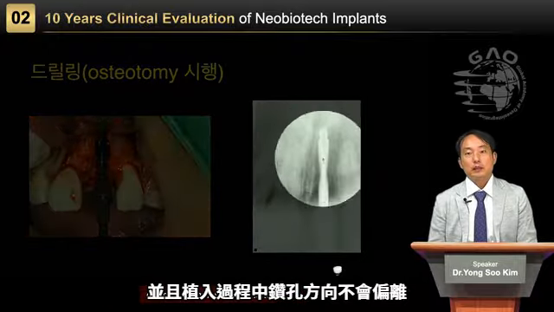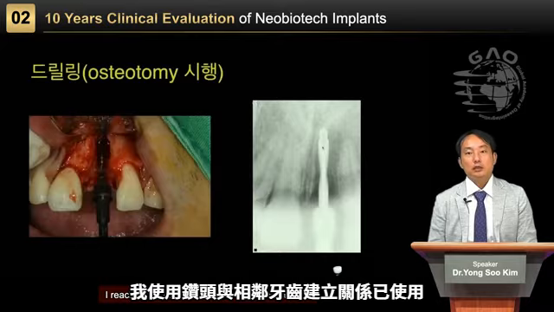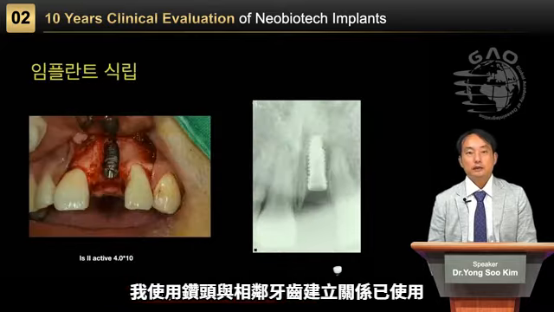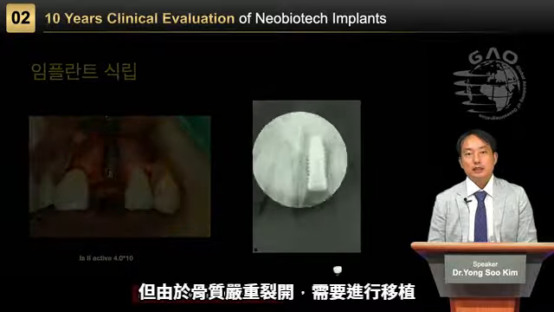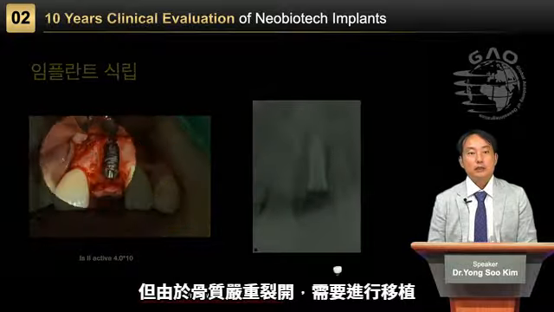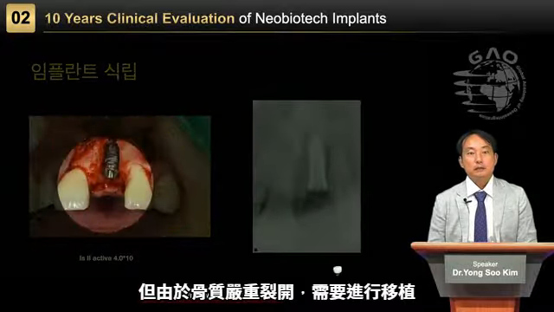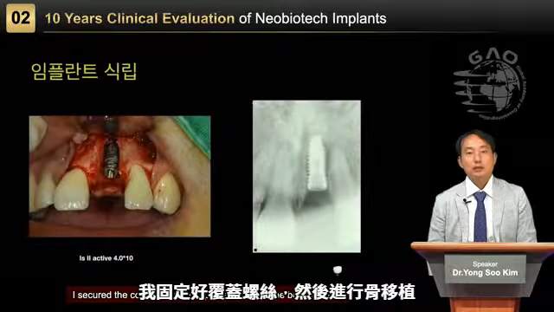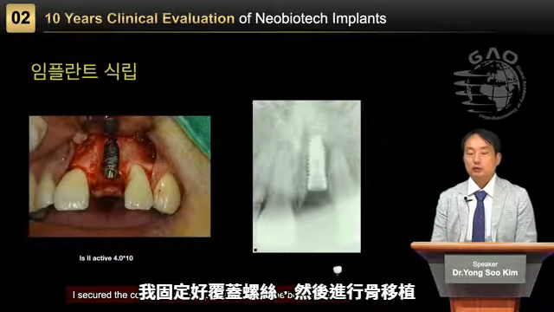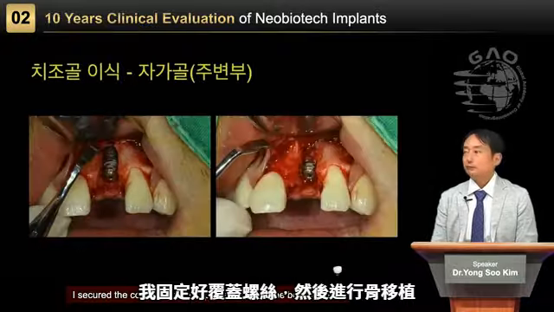During the implant placement, I rechecked the relationship with the adjacent teeth using the drill that was used. After placing the implant, initial stability was achieved, but due to significant dehiscence, bone grafting was necessary. Therefore, instead of attaching the healing abutment, I secured the cover screw and proceeded with the bone grafting.